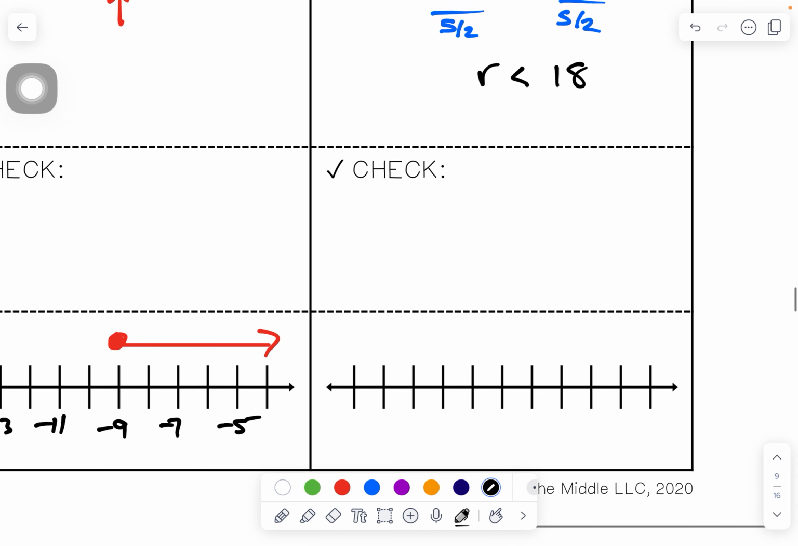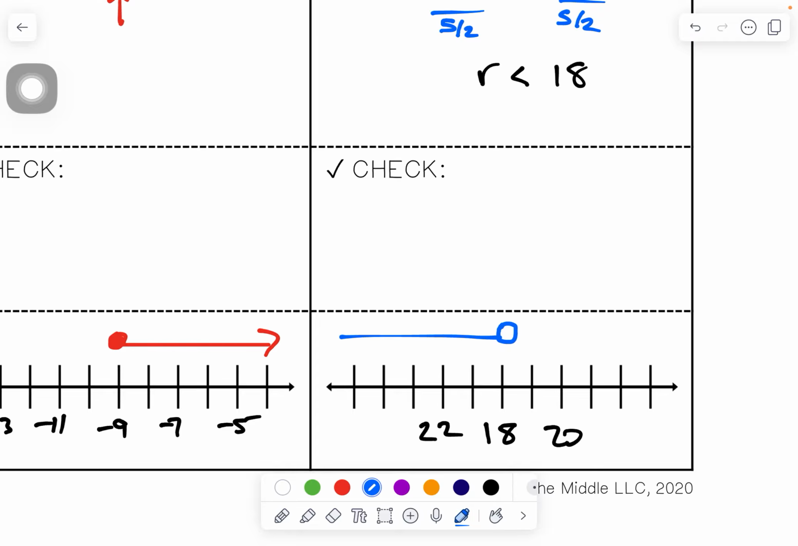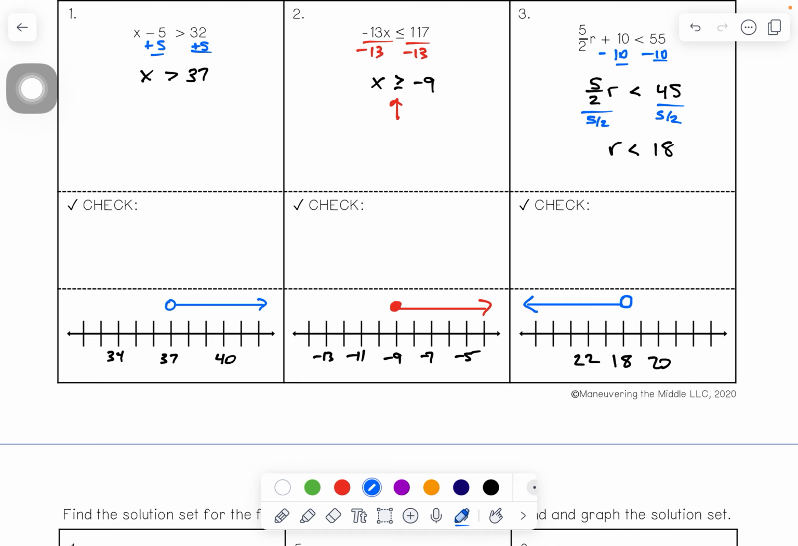I'm going to come down here to my number line. I'm going to put 18 somewhere in the middle. I'm going to number my number line otherwise. Doesn't matter how many parts you label. I'm going to use an open circle at 18 because it's an open set. There's no equal to sign, and less than goes to the left. So that means numbers smaller than 18, not including 18, are part of my solution set.